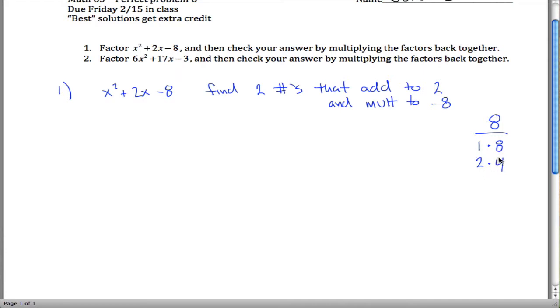So what you do is look at these pairs. This pair, can I make one of these two numbers negative and add them together and get 2? And I don't think you can. But with this pair here, if we make this one negative, we can add these together and they'll add to 2 and multiply to negative 8. So find those two numbers. Those two numbers are negative 2 and positive 4.